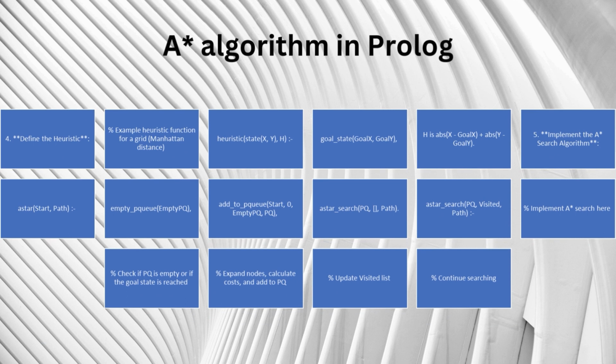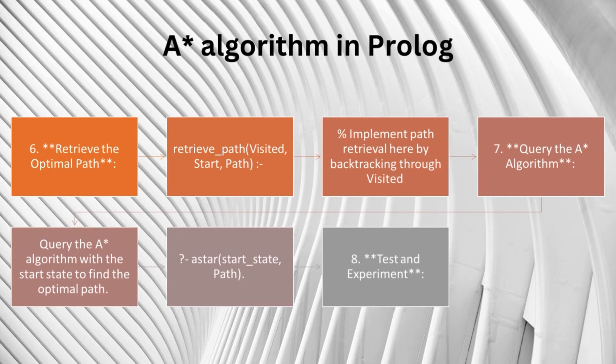Check if PQ is empty or if the goal state is reached. Expand nodes, calculate cost and add to PQ. Update visited list. Continue searching. Our next step is retrieve the optimal path. Once the A star search algorithm finds the goal state, retrieve the optimal path by backtracking through the parent state. In Prolog, you have to write retrieve path(visited, start, path) :- implement path retrieval here by backtracking through visited.